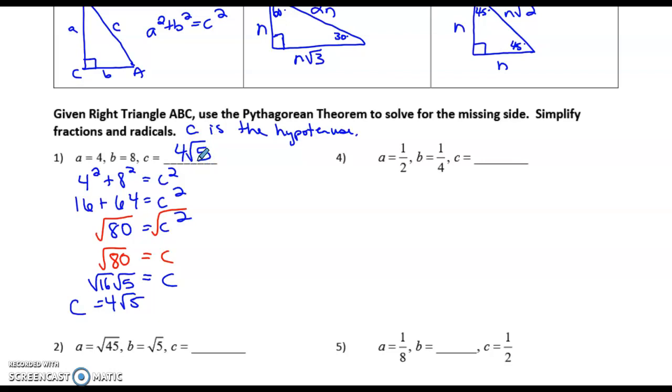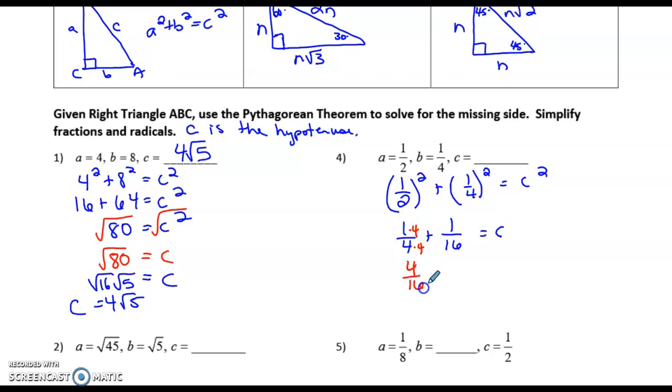All right, let's go ahead and try number 2 with the fractions. So we can start this the same. A squared plus B squared equals C squared. So if we have a fraction, that's like 1/2 times 1/2. We can square the top and square the bottom. Square the top and square the bottom. To add these together, we need that common denominator. So we got 4/16 plus 1/16. Oops, forgot my squared there. So we get C squared equals 5/16.